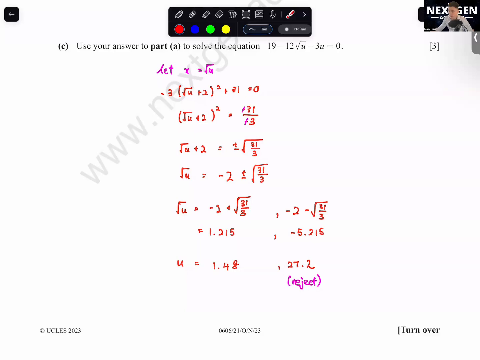Because the mark scheme, correct, they don't explain anything here also. They just suddenly give you one of the values here, right? Okay, let's go to the next one.